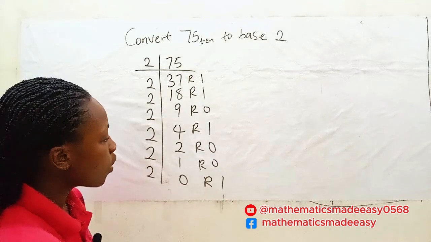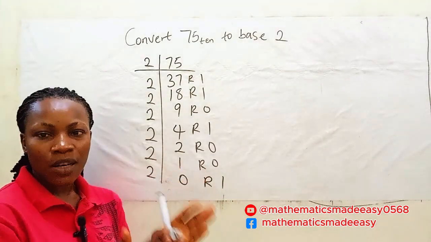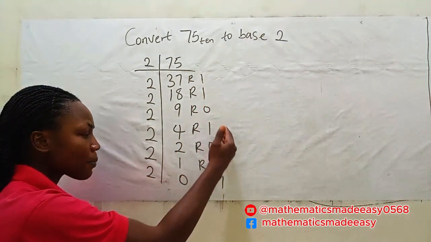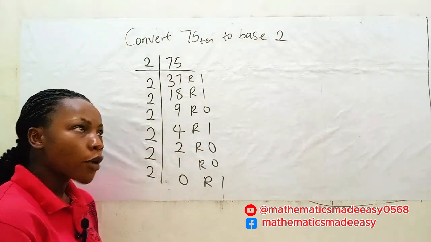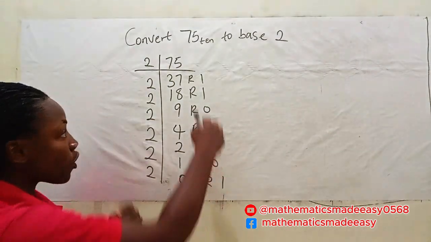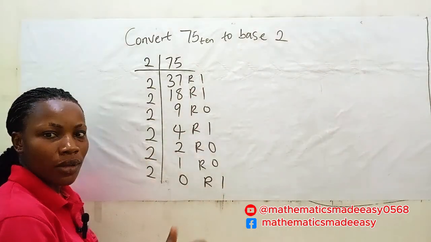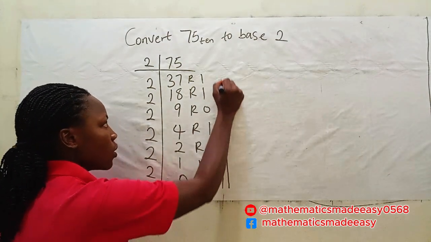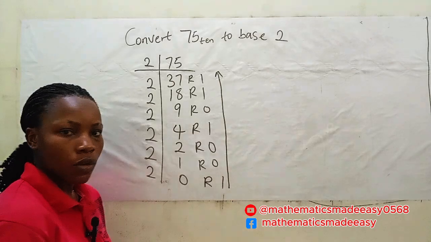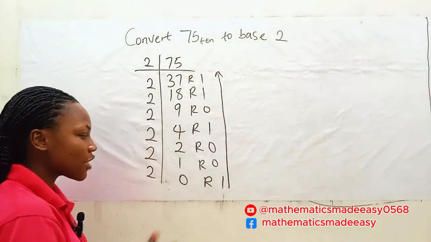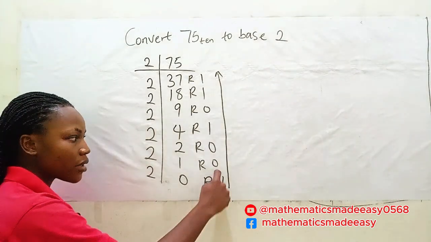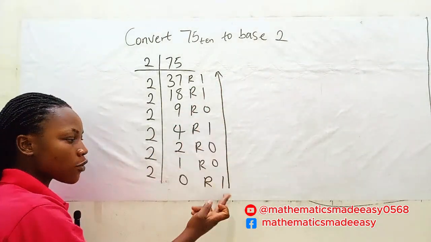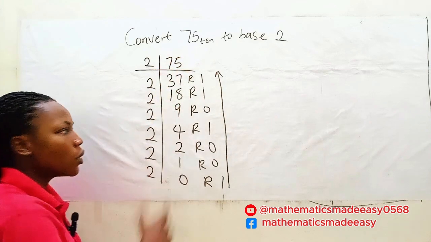Now, the ones we are going to write out as our answer are these remainders. But we are not writing it from up here down. Rather, we will start from down up. Okay, we will start writing from this 1, 0, 0 and not from 1, 1, 0. We'll start from down up.